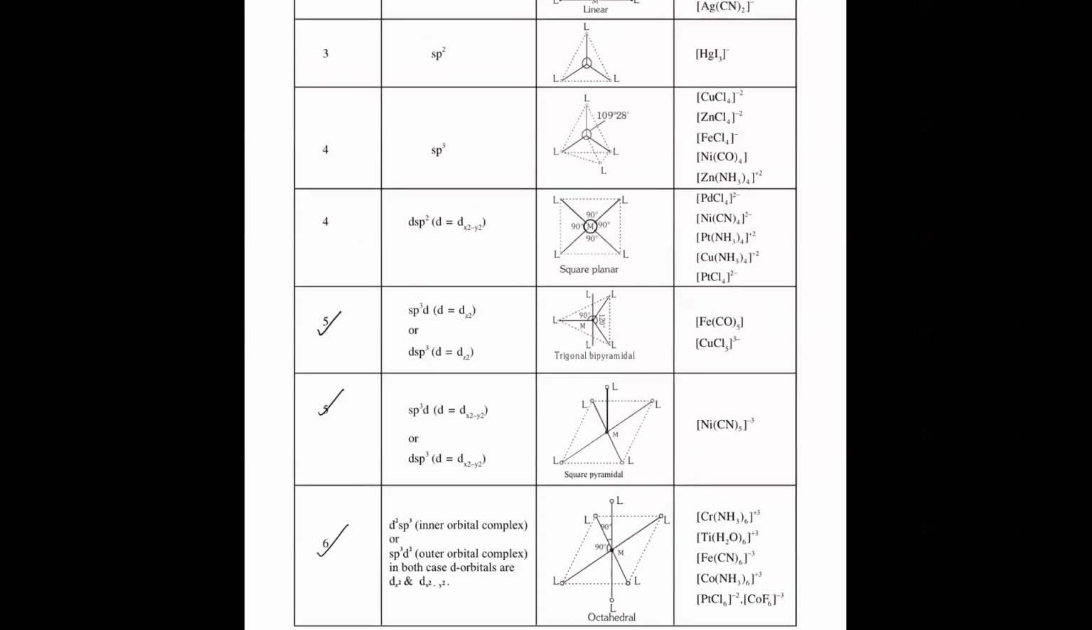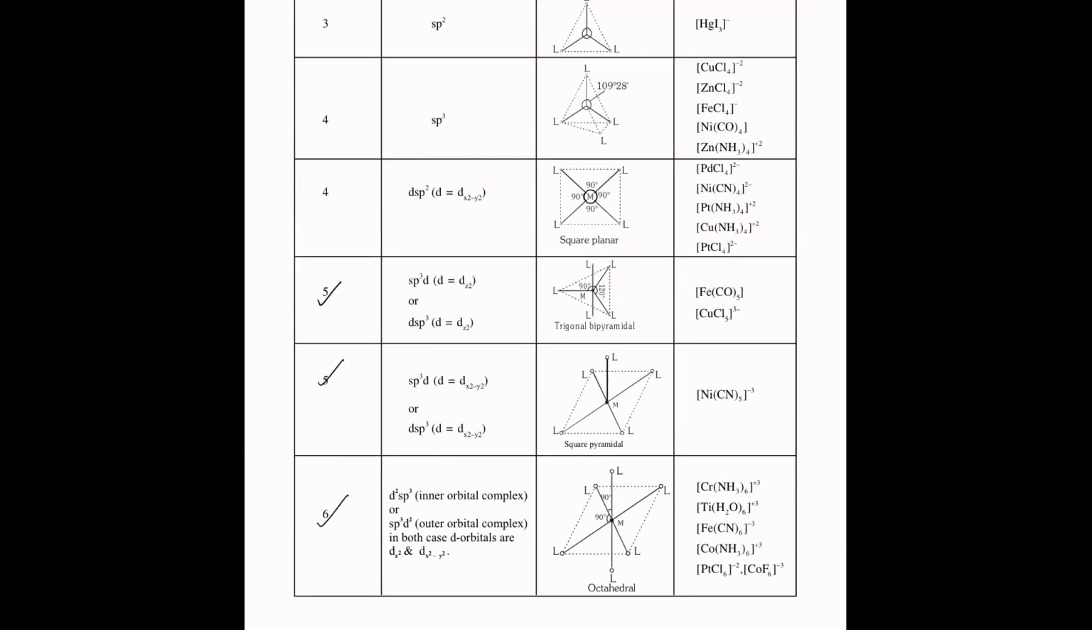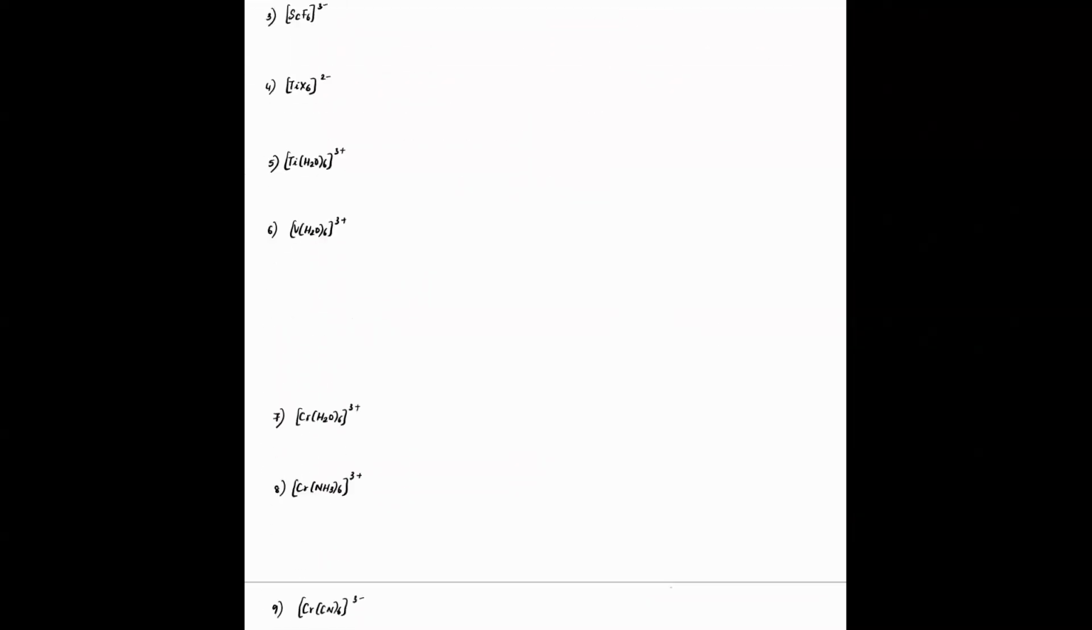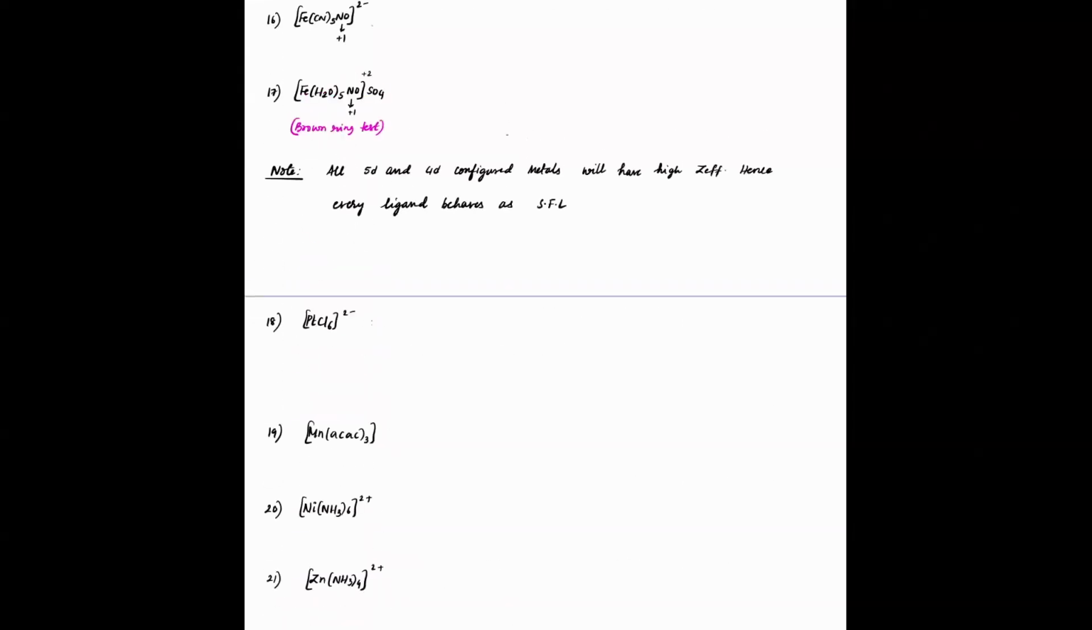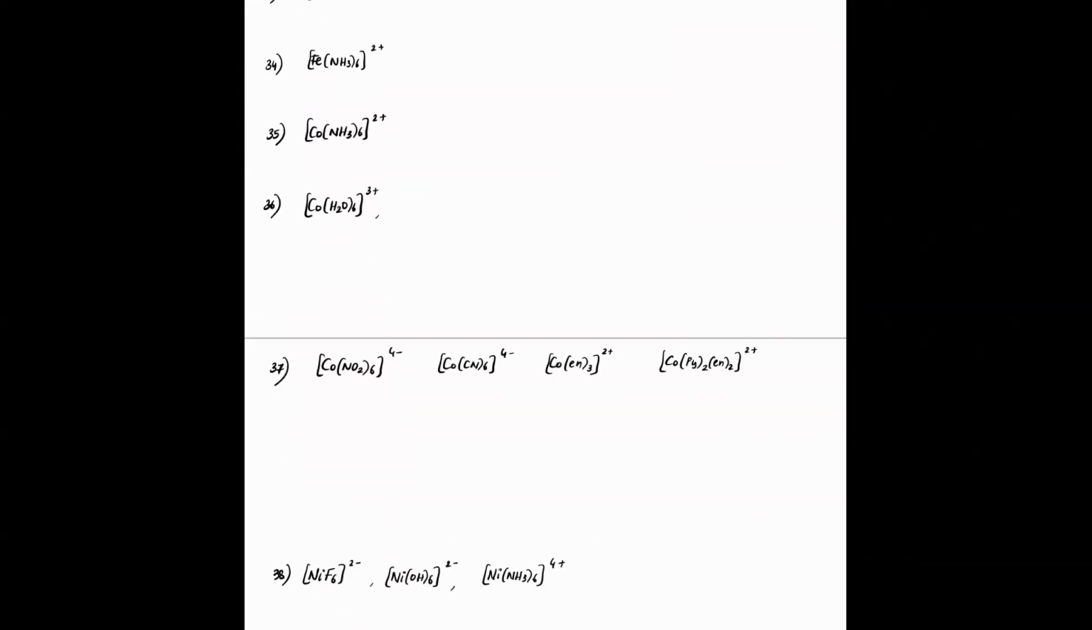I have given you the list of cases where they could be either sp3, dsp2, sp3d or dsp3, correct? What are all those cases, and what are the respective examples? Got it? Based on that, I would want you to check out all these cases once and be able to answer them. And the last few cases, this one I have discussed already.